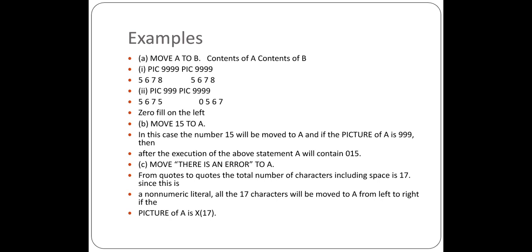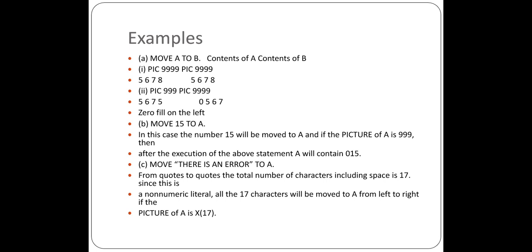The first example, move A to B. So we are going to move the value of A to identifier B. That's what is going to happen over here. And then the picture clause of capital A is 9(4), and the picture clause of capital B is going to consist of the same 9(4) positions. It won't be a problem, so the values will move from identifier A to identifier B without any trouble.